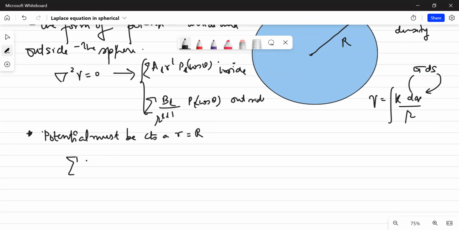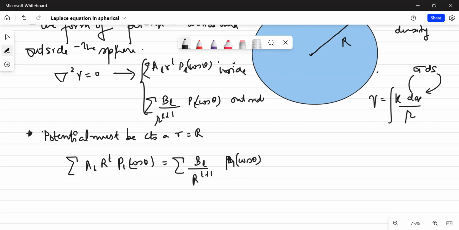That implies what? That implies A_L R raised to power L P_L cos theta must be equal to the summation of B_L upon R raised to power L plus 1 P_L cos theta. Is that clear? Since your potential is continuous on the surface, on a conducting surface, even if it contains sigma, it has got no problem. But the electric field's normal component would become discontinuous. All these boundary conditions, again, I'm going to discuss in detail later on. But I assume that since you're in MSc, at least you've done this.